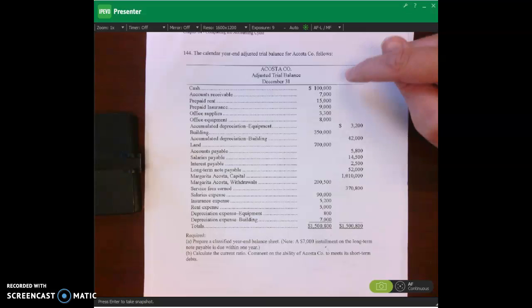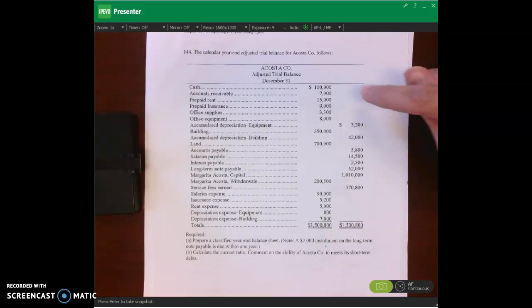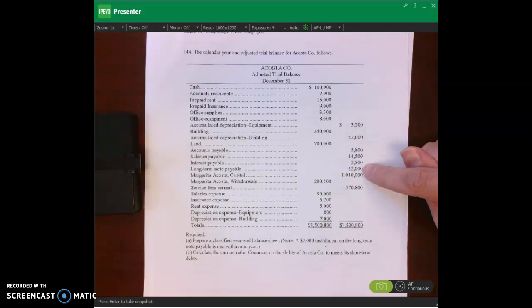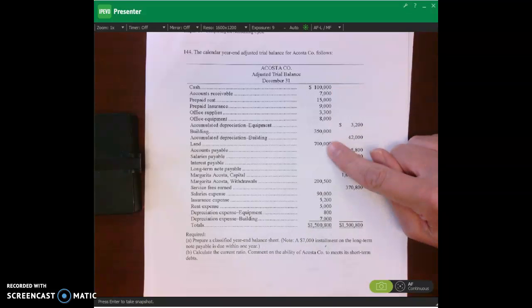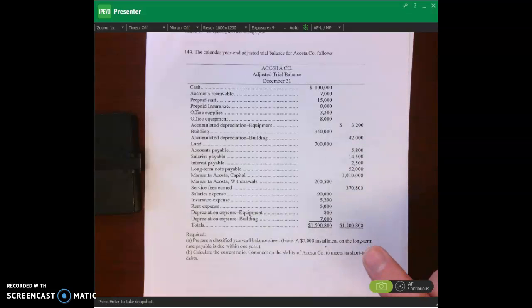Again, we had this trial balance right over here, and remember that of the $52,000, $7,000 of that was current. What you needed to do was create a classified balance sheet, and I asked you to use the format we saw a few pages earlier in your course notes as the template for developing your classified balance sheet, okay?